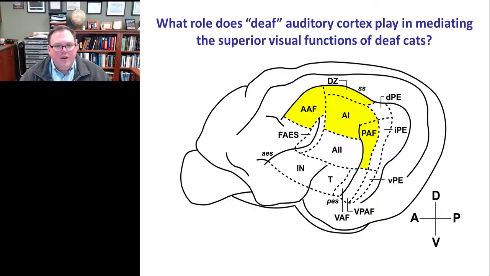Okay, so in this study, we're going to examine 4 different areas in the presumptive dorsal stream of auditory cortex: primary auditory cortex, shown as A1, the anterior auditory field, AAF, the posterior auditory field, PAF, and the dorsal zone, indicated as DZ.